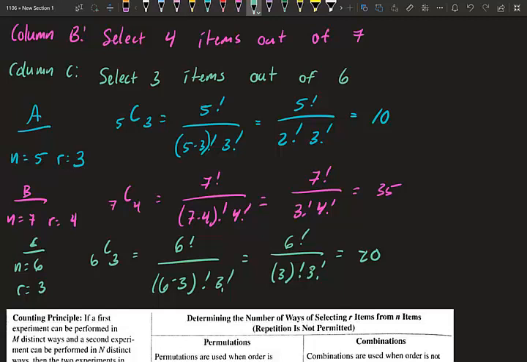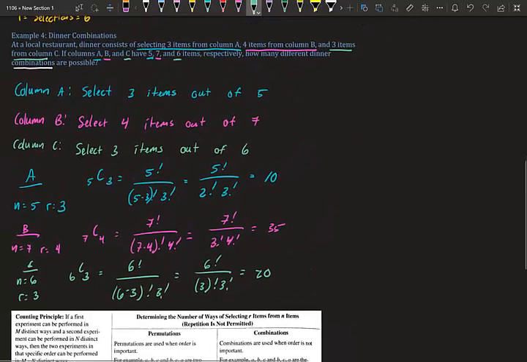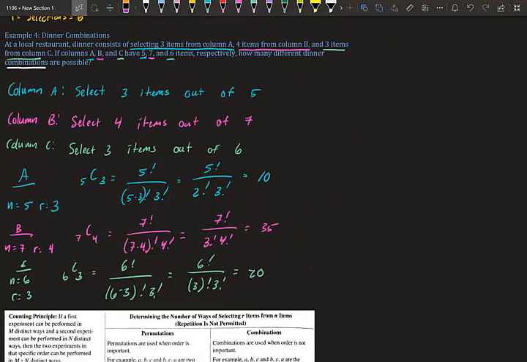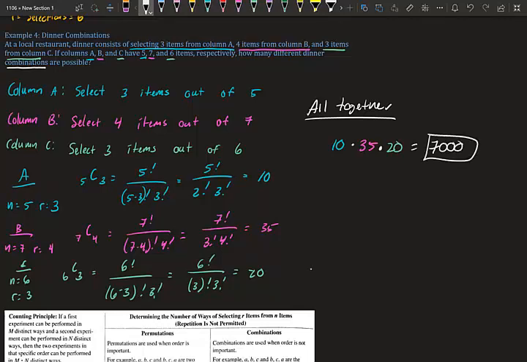So in column A, there's 10 combinations. In column B, there's 35 combinations. In column C, there's 20 combinations. Now, it wants to know how many different dinner combinations are possible all together. So all together, we have 10 times 35 times 20, and we get 7,000 different dinner combinations.